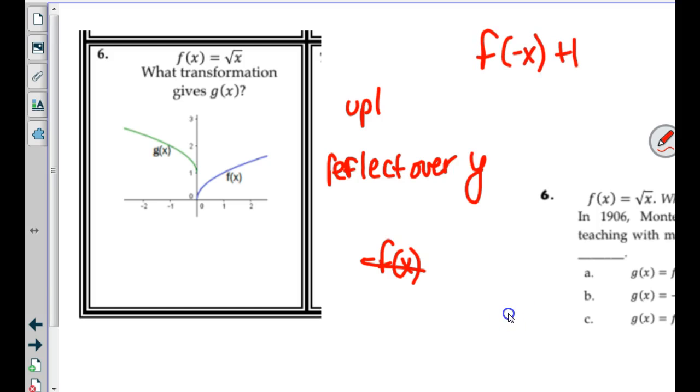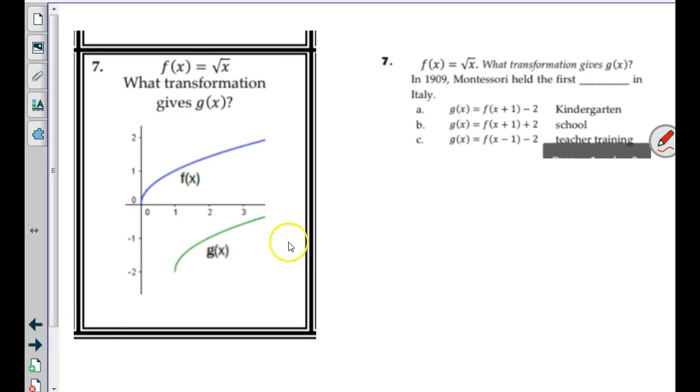Is that one of the choices? Which choice is that? All right. What about this one? If f of x is the blue one. Right 1, down 2. So can you pick a choice there? Right 1, down 2. C sounds right. Okay.